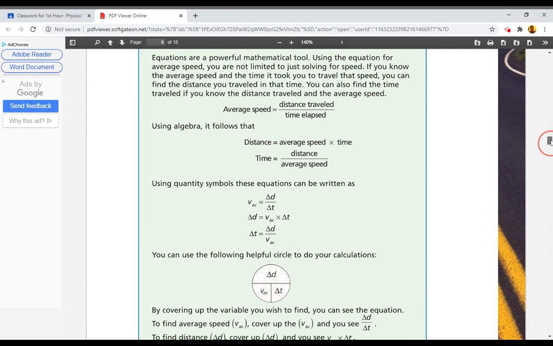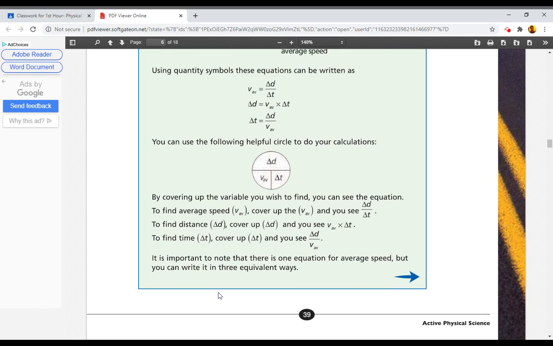Let me scroll so you can see all this. Using quantity symbols, these equations can be written as speed equals distance over time, distance equals speed times time, time equals distance divided by speed. You can use the following helpful circle to do your calculations.